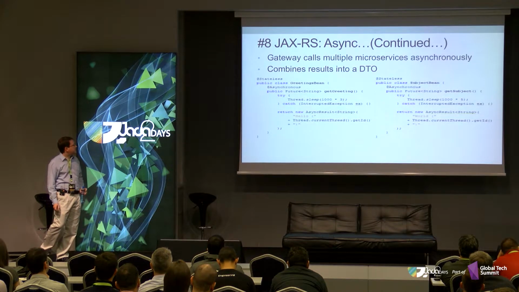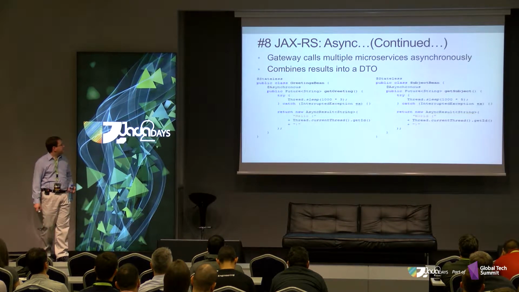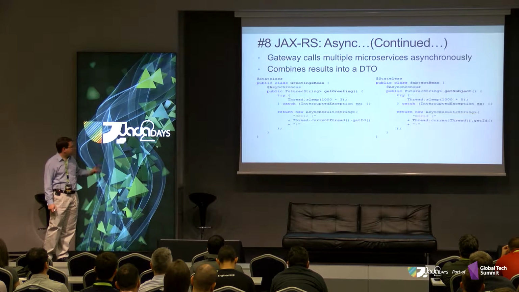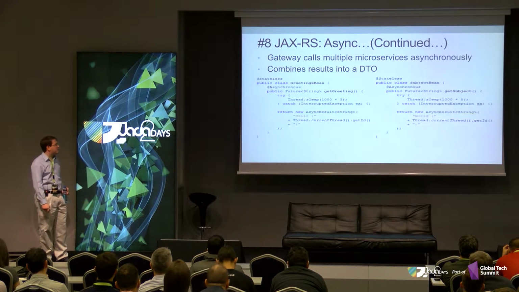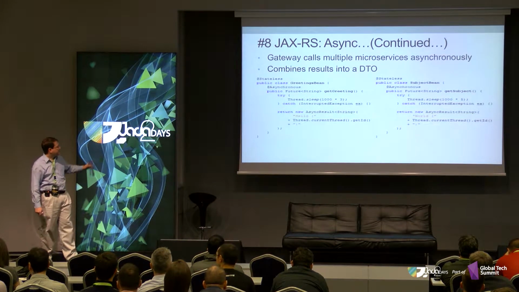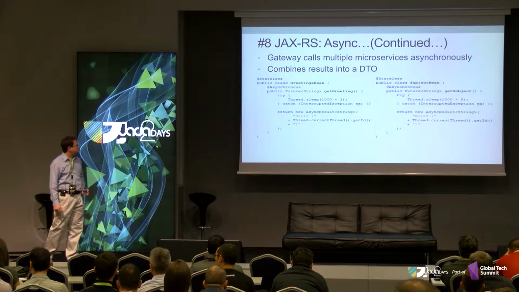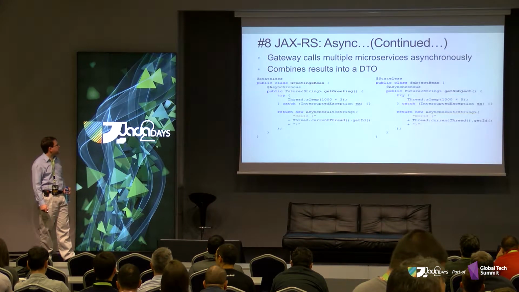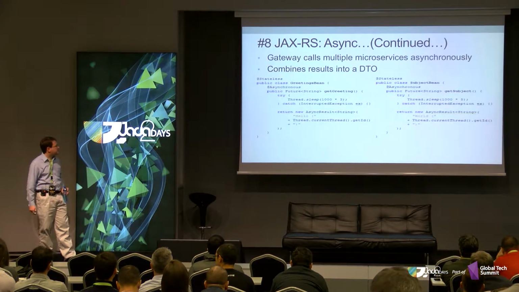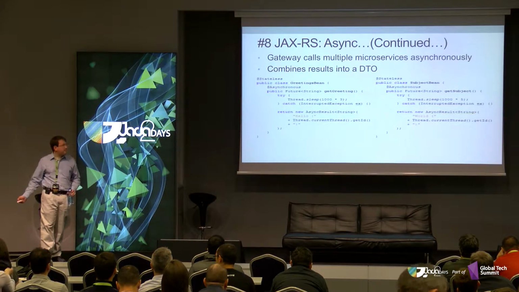So these are two other gateway calls that we're making, and each one of these invokes a remote microservice, which may take an indeterminate amount of time to actually complete. The code right here just has sleeps in it in lieu of actually making the call out to the external service, and we can combine the results into a DTO and pass it back.